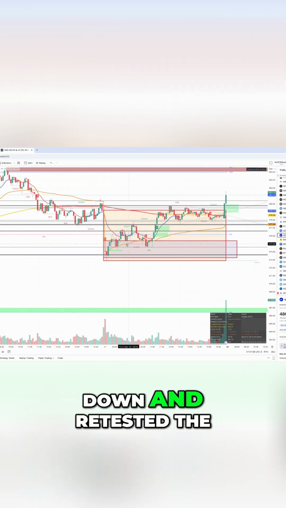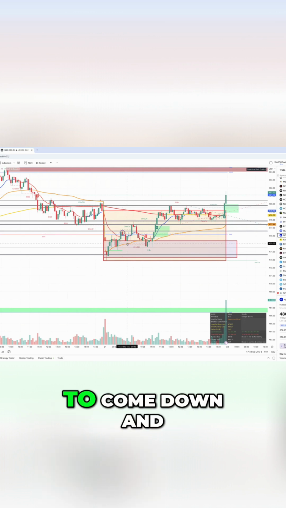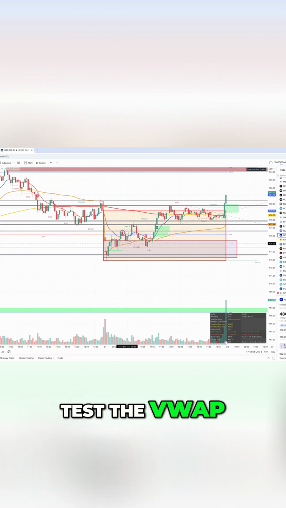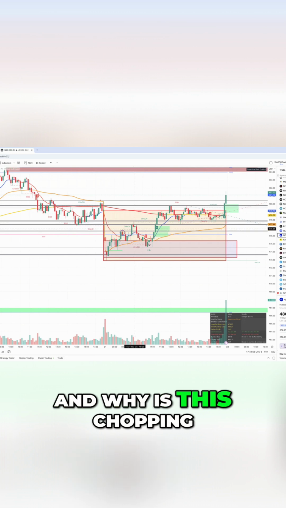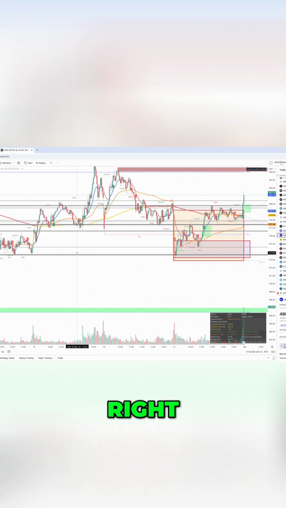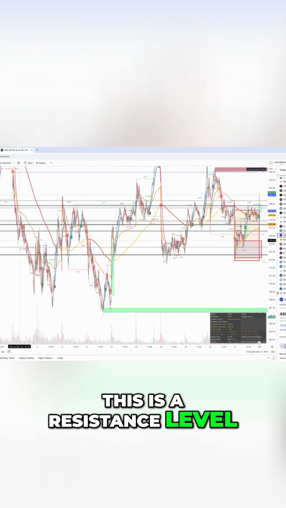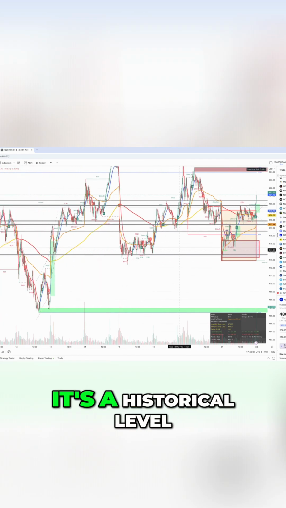Then we come back down and retested the VWAP after we showed strength here. We got a candle come down and test the VWAP. We pushed up, and why is this choppy? We look at our range. We hit strong resistance here, right? Now this resistance is not coming from anywhere. Look at this. This is a resistance level that's been on the chart for a while. It's a historical level.